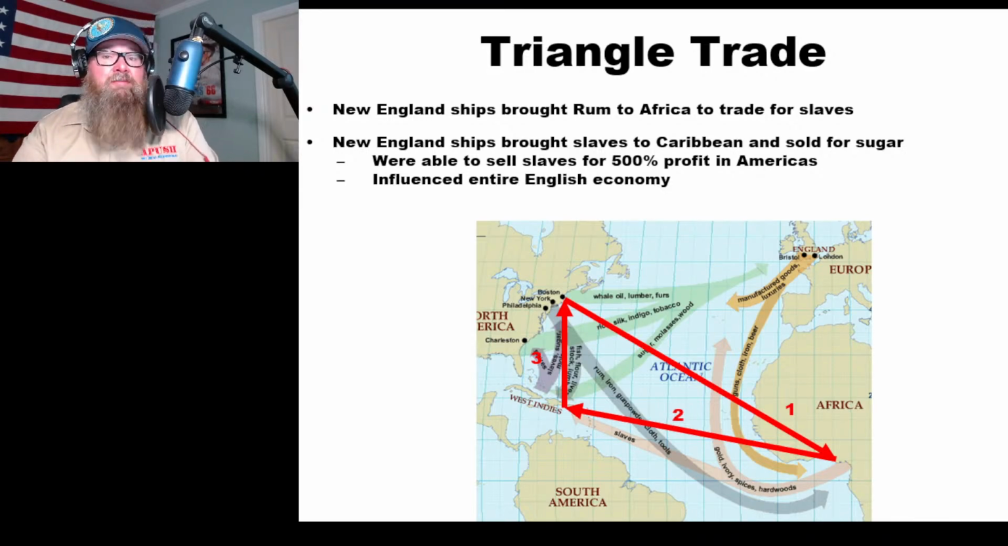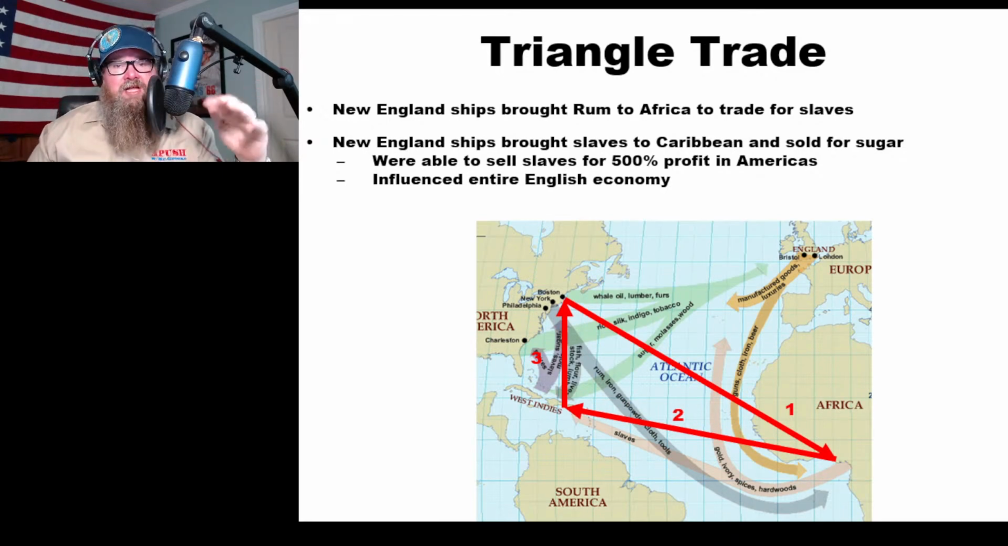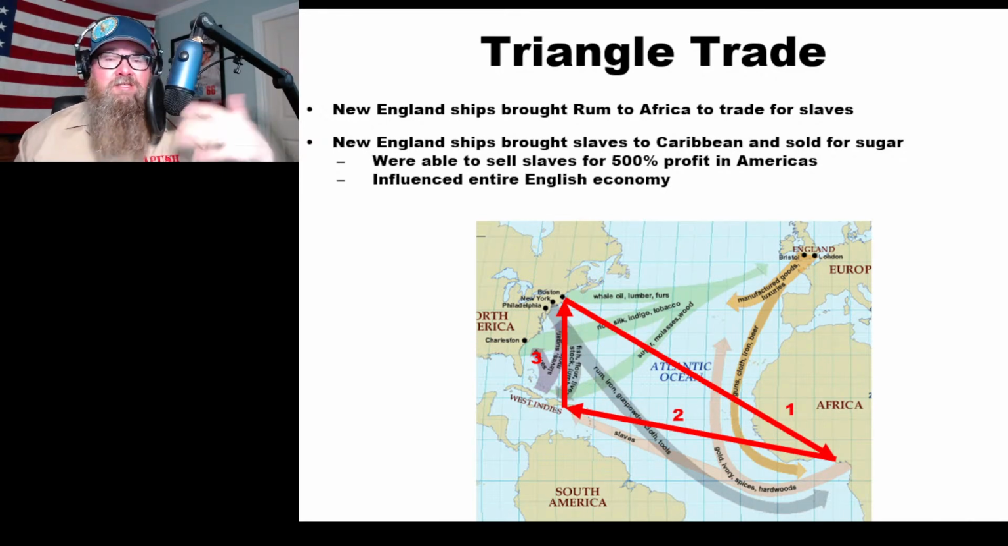Now, this number 2 is called the Middle Passage. And this is what I was talking about, the worst conditions, right? These conditions were so bad, it changed the migration pattern of sharks because so many people died on the way over that they would just pitch them off the side.